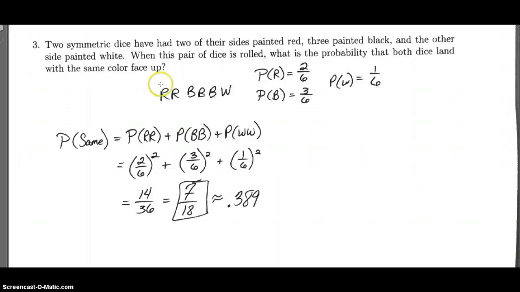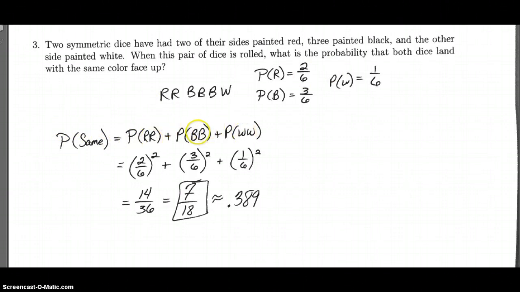Number 3, so we just have these different dice: 2 reds, 3 blacks, and a white. And so the probability of getting red on one die is 2/6, black 3/6, and white 1/6. And these probabilities are the same for both dice since the dice are identical. Now we want the probability of getting a same, so there's going to be 3 cases.